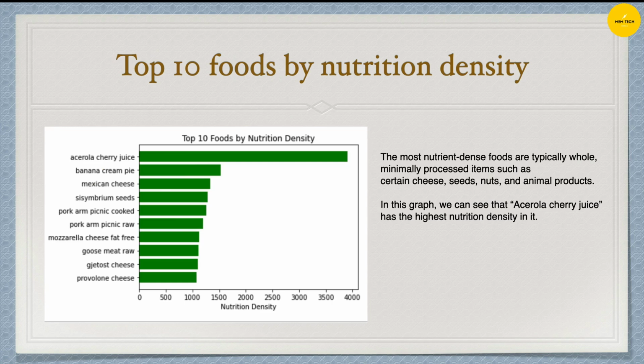Now we will talk about the top 10 foods by nutrient density. Here we see the most nutrient dense foods, which tend to be minimally processed items like certain cheeses, seeds, nuts, and animal products. Interestingly, cherry juice, known as acerola cherry juice, tops the list, highlighting the power of plant based nutrient density.